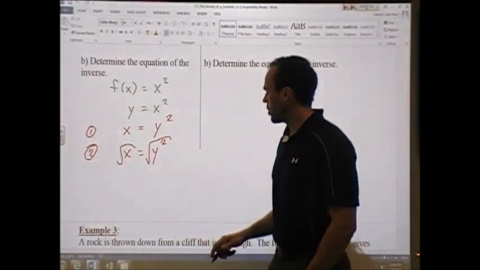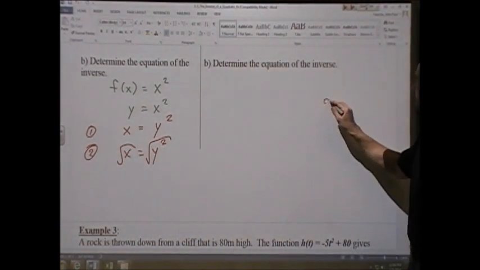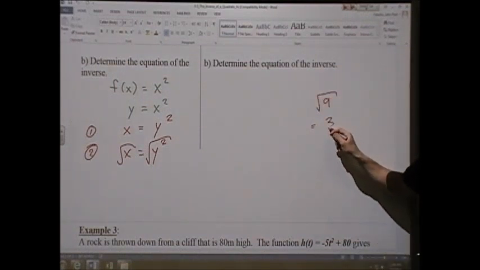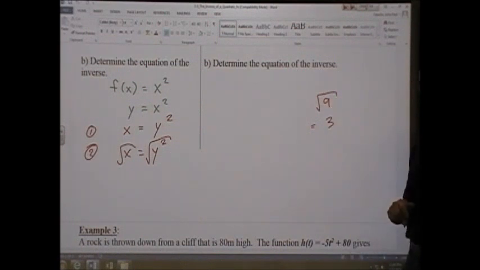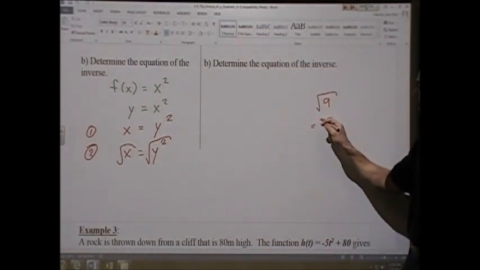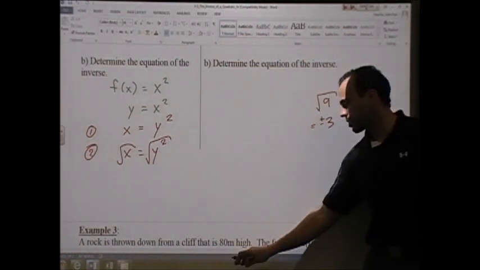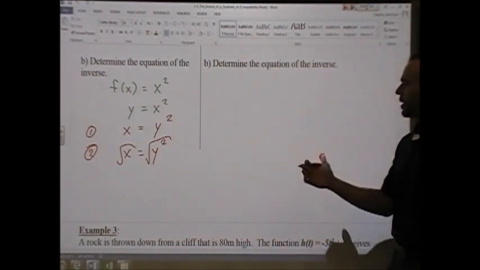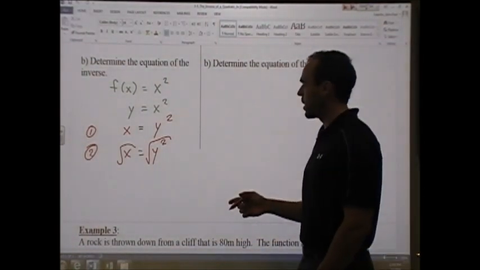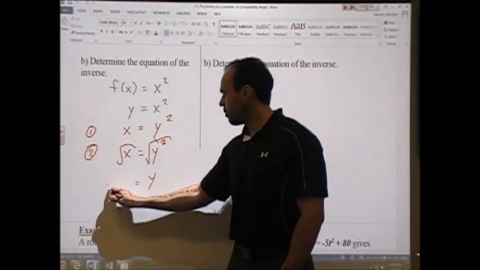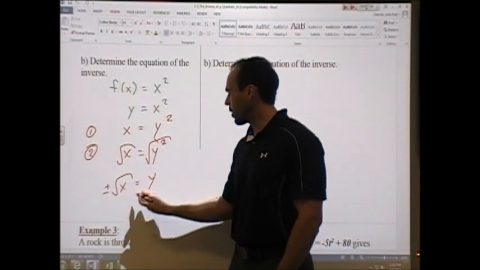Now, just an important note here: if you are taking the square root of 9, remember the square root of 9 is 3, because 3 times itself is 9. But the square root of 9 is also negative 3, because negative 3 times negative 3 is also 9. So when you take the square root of 9, it is actually plus or minus 3. It's very important you remember that. And of course in your quadratic formula, that's why you have plus and minus in front of the square root sign. So taking the square root of both sides cancels out the square. So y equals plus or minus the square root of x.